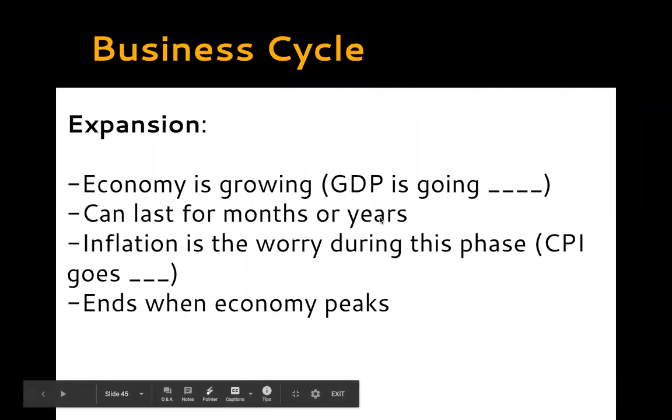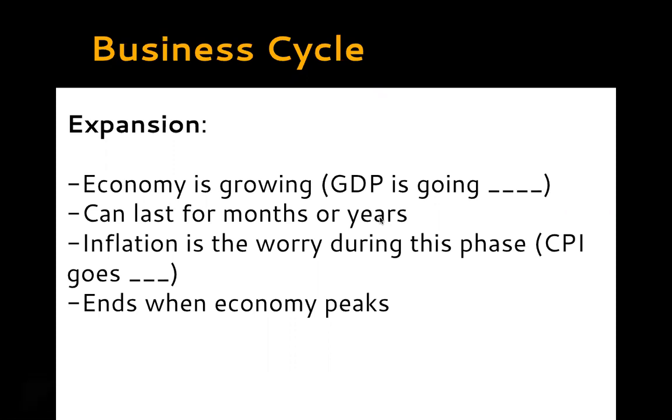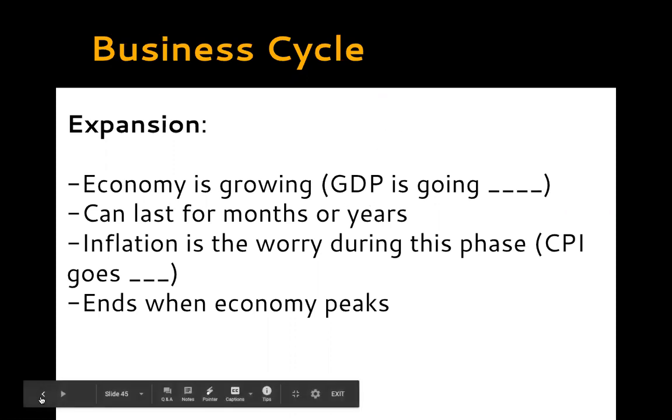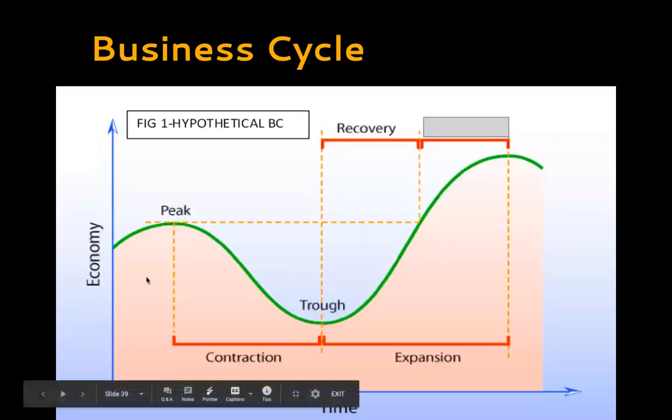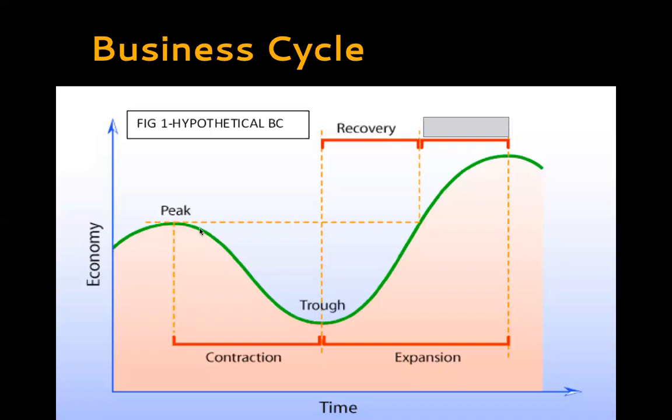Okay. So that's the business cycle, guys and girls. Pretty quick, easy, and painless. Key things to remember, and I'll go back here. You got the four phases. You got the peak, which is your top. The trough, which is your bottom. You got the contraction phase. This is where the economy is going down, where the economy is bad.